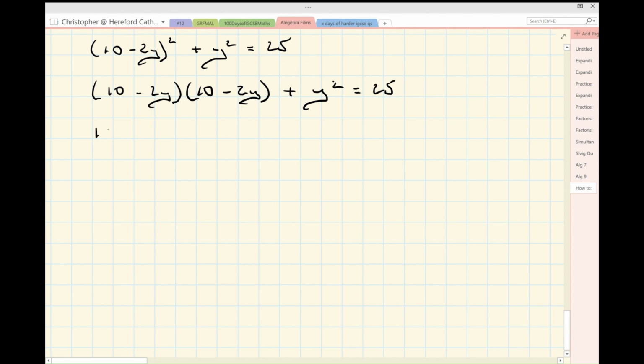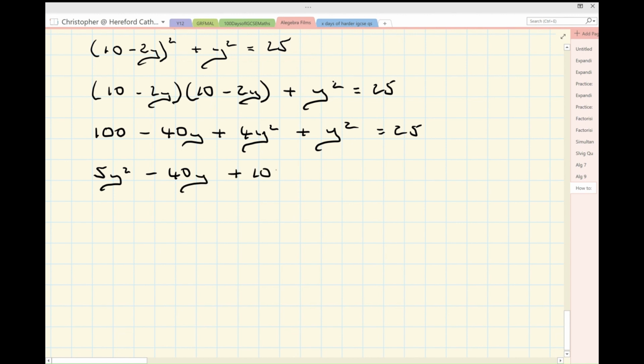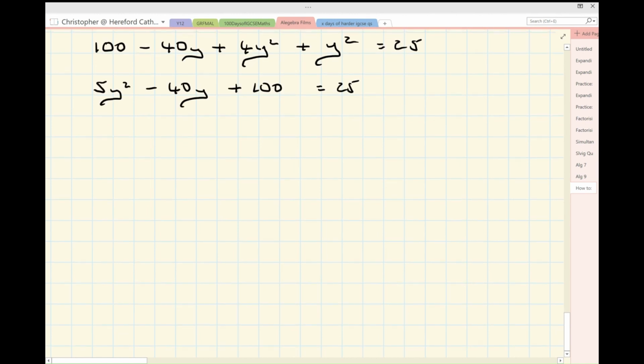10 times 10, 100, minus 20y, minus another 20y, minus 40y, plus 4y squared, plus y squared equals 25. Tidy up the left-hand side: 5y squared minus 40y plus 100 equals 25. Now, that's a quadratic equation. Set it equal to 0 and then factorize. So I'm going to subtract 25 from both sides to set that equation equal to 0.